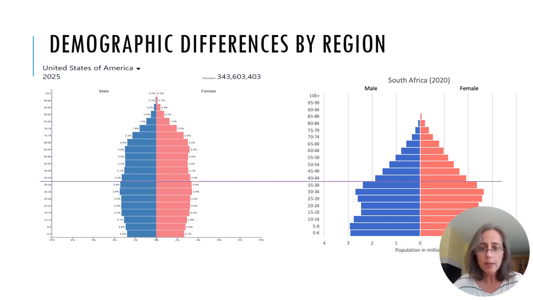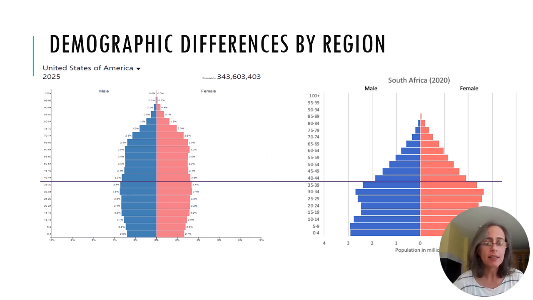Okay, so in addition to demographic changes within our own country over time, we're also going to see demographic differences when we look at different regions, different parts of the world, different countries. So here I decided to just stick with South Africa as an example. They are very different than we are in lots of ways. And here, just looking at this population pyramid, you can see that right away.